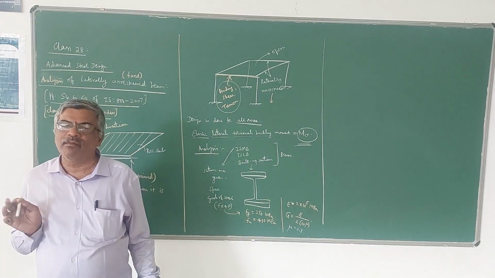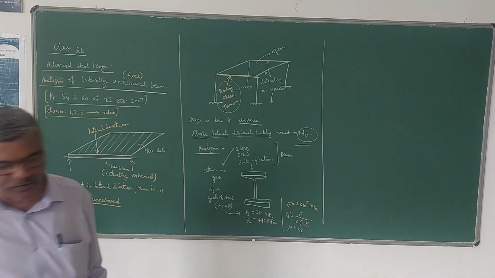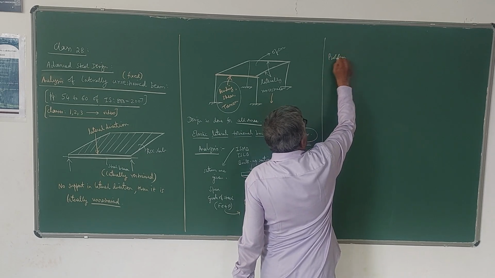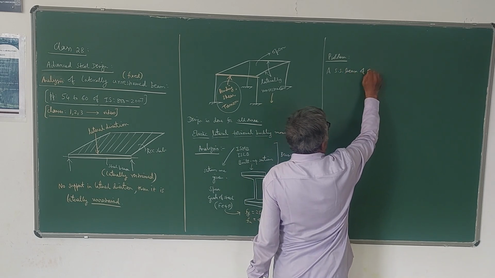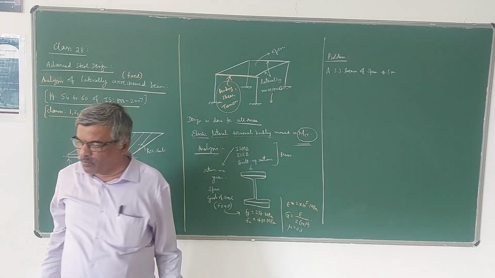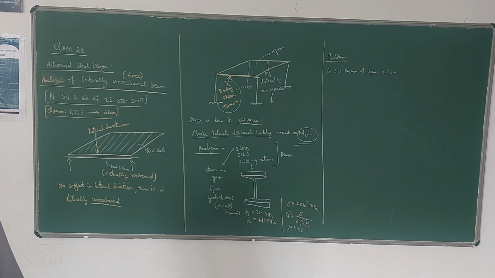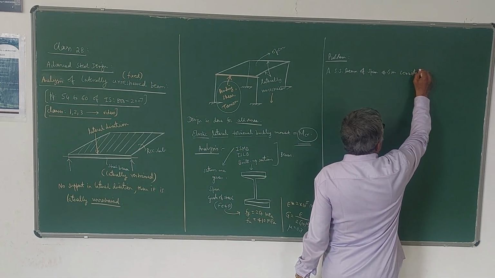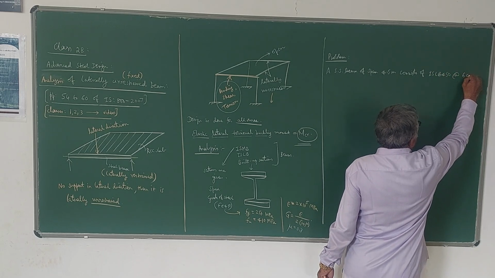Now let us take a problem, analysis type of problem. Write down the problem. A simply supported beam of span 4.5 meters. This is an analysis problem. A simply supported beam of span 4.5 meters consists of ISLB 450 at 640 Newton per meter.